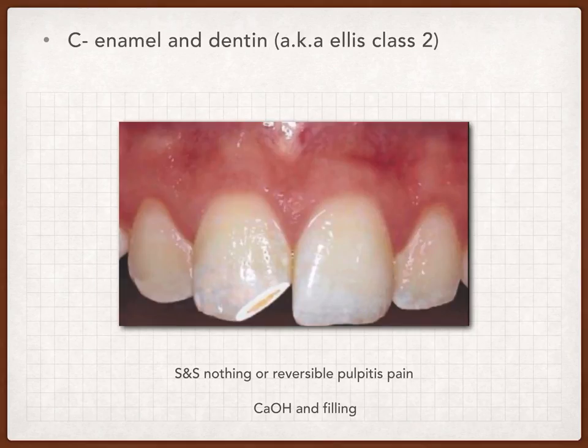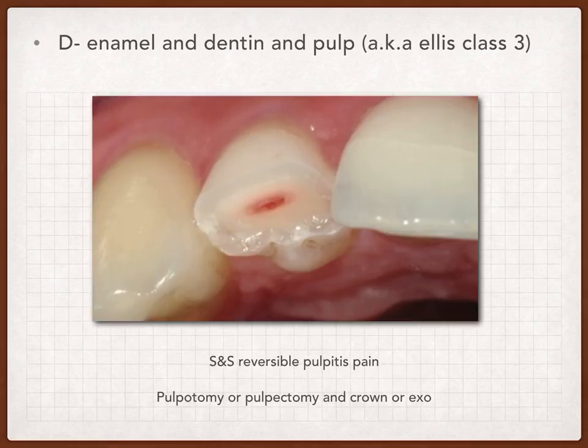The next type is the enamel and dentin fracture, which is also known as Ellis class 2 fracture. The sign, as we can see here, is a visible fracture. The symptoms are nothing or reversible pulpitis pain. The treatment is obviously a normal filling, but with a calcium hydroxide layer in the areas close to the pulp.